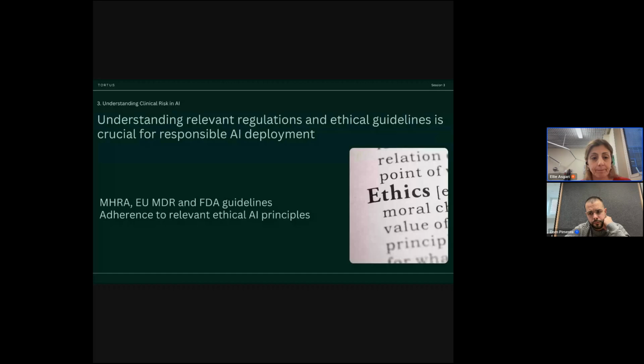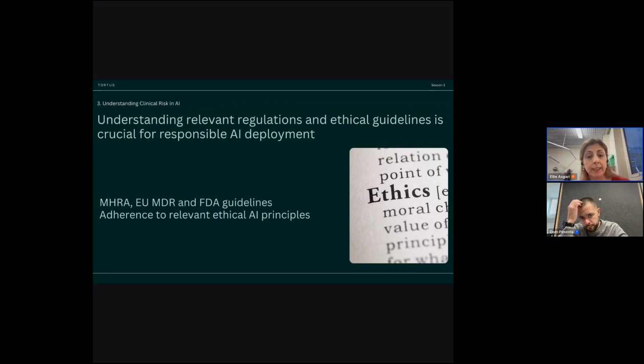So in the UK, the MHRA oversees the regulation of all medical devices. In the EU, there is the Medical Device Regulation and the EU AI Act, which came into effect last year. And in the US, the FDA sets the guidelines for medical devices.